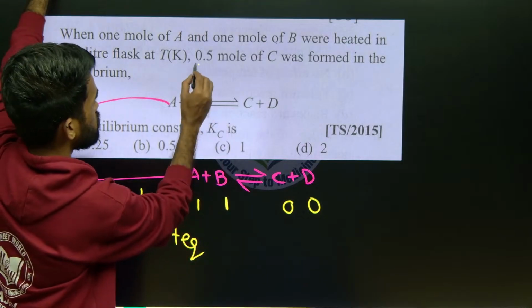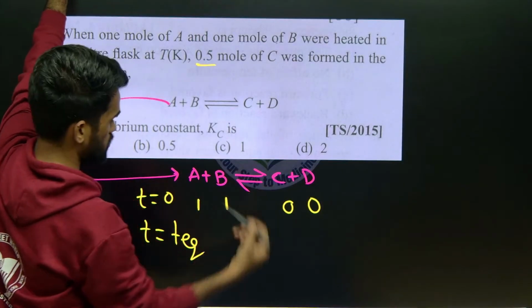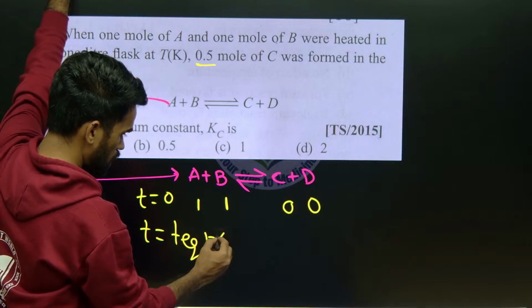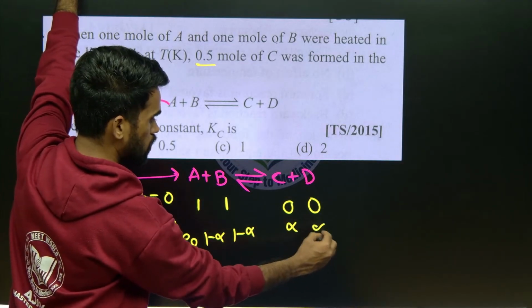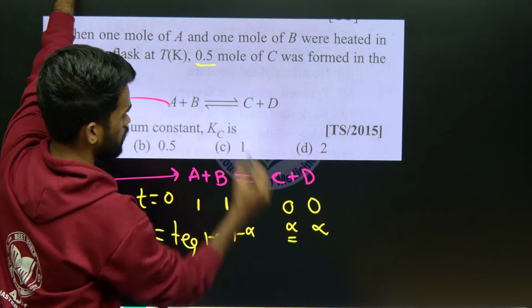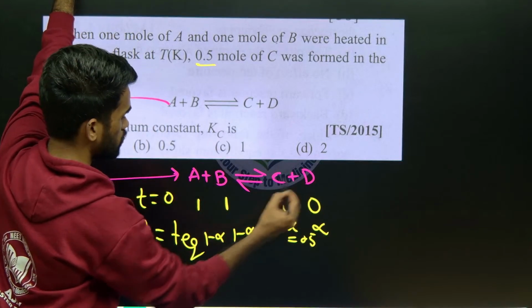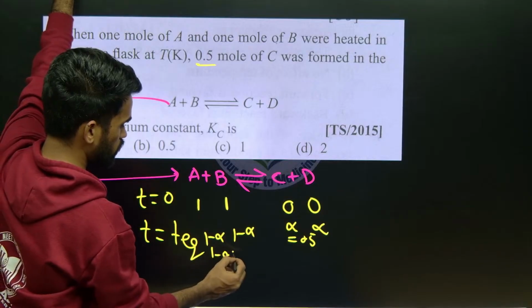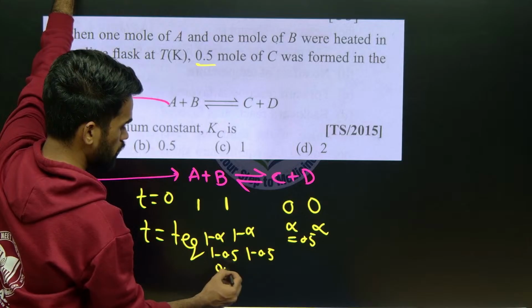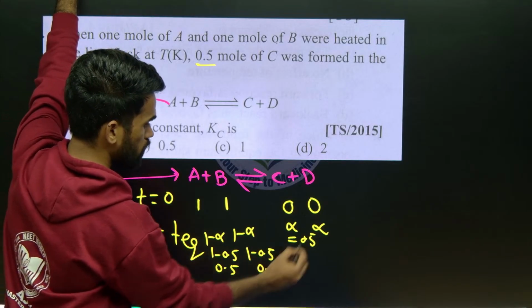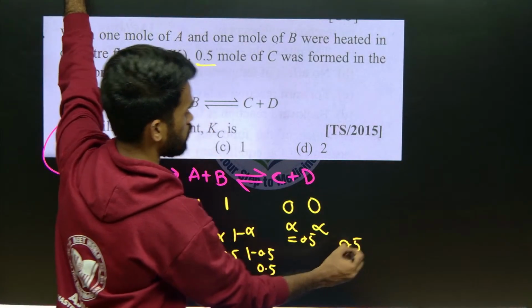the amount of C formed is 0.5 they are saying, that is nothing but alpha. So A is 1 minus alpha, B is 1 minus alpha, this is alpha, this is also alpha. So what is the value of alpha? They are saying this is 0.5 here. So it means 1 minus 0.5, this can be also 1 minus 0.5, then this is 0.5 remaining, here also 0.5, here also formed is 0.5, that's it.